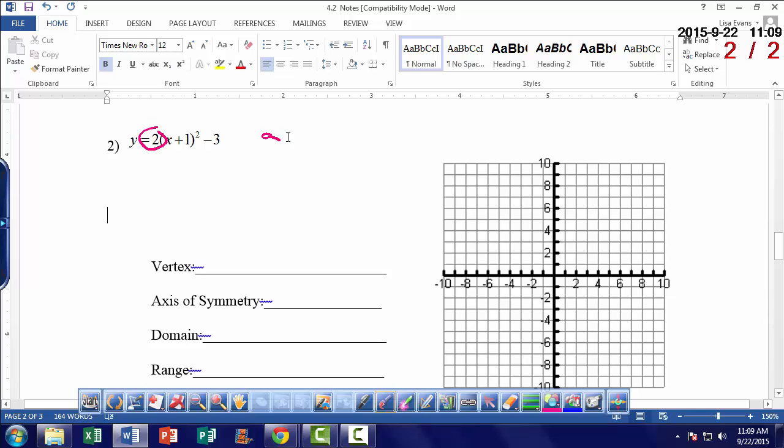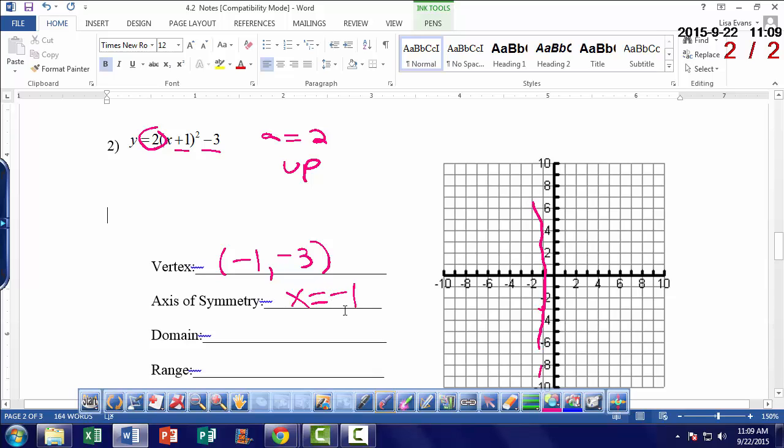Identify a. a is 2. It's opening up because it's positive. Our vertex is going to be -1, -3. Opposite of what I see on the inside, exactly what I see on the outside. So we're going to go left 1, down 3. We're going to go ahead and make our axis of symmetry. Try to do this as straight as possible. There we go. Our axis of symmetry is going to be x equals -1.